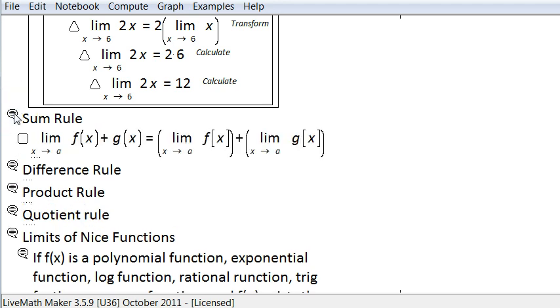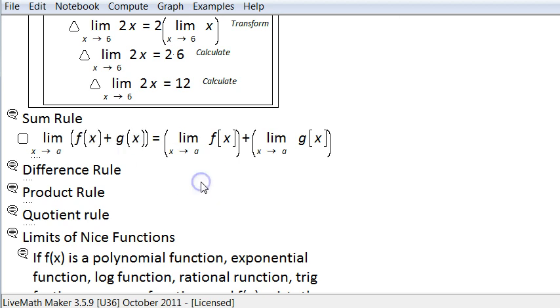Here's the sum rule that says if you have the limit of a sum of 2 functions, that's the same as the sum of the limits. So really here I should have this in parentheses. Let me put it in parentheses to emphasize that the limit of this sum is the sum of the limits. So take the limit individually and add the answers together, or add the functions together and then take the limit. Right? So let's see how that works.